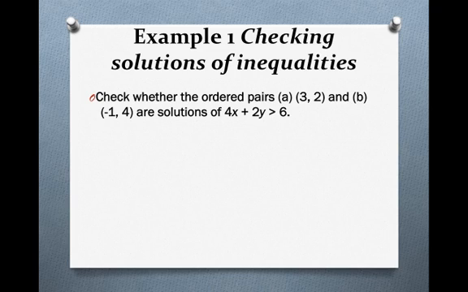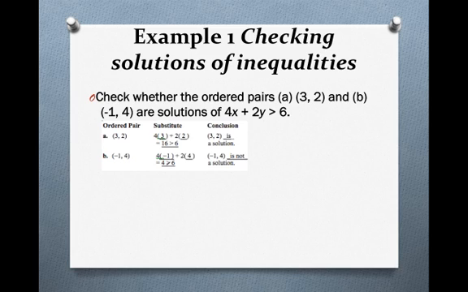So we're going to check whether the ordered pairs A, (3, 2), and B, (-1, 4), are solutions of 4x + 2y > 6. So if when we plug in the x and y value into 4x + 2y > 6, we get a true statement, then we do have a solution to the ordered pair. If we get a false statement, then we do not have a solution.